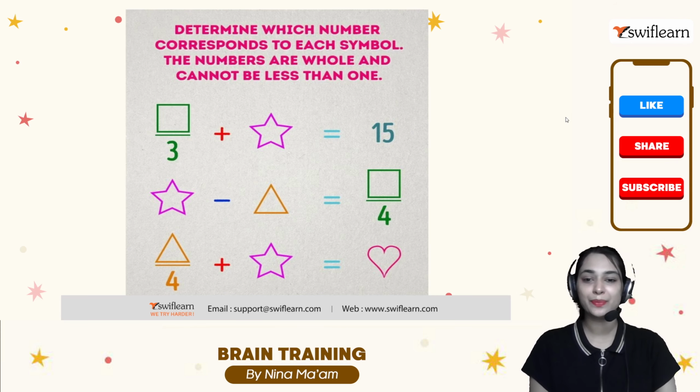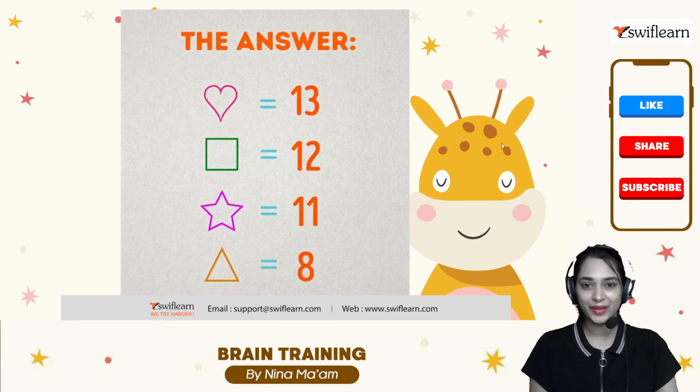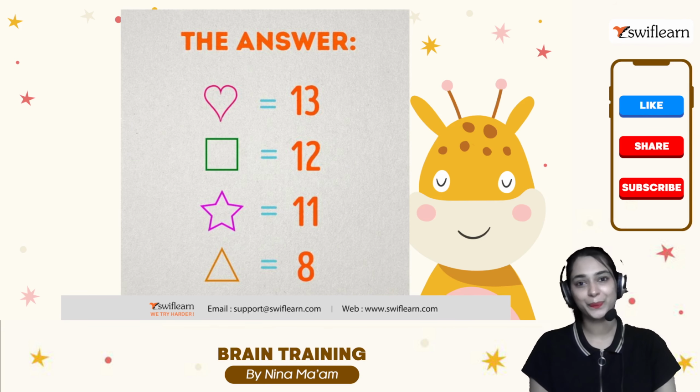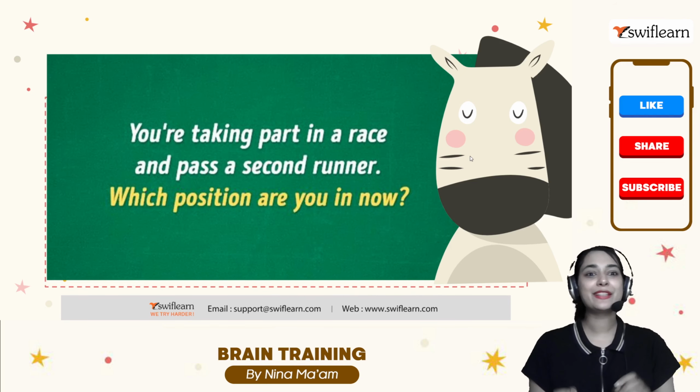Keep trying, take your own time. Yes, very good. I hope you got the answer, and let's check the answer, and the answer is over here. So the heart is equal to 13, the square is equal to 12, the star is equal to 11 and the triangle is equal to 8. Very good job. And this is a funny question.